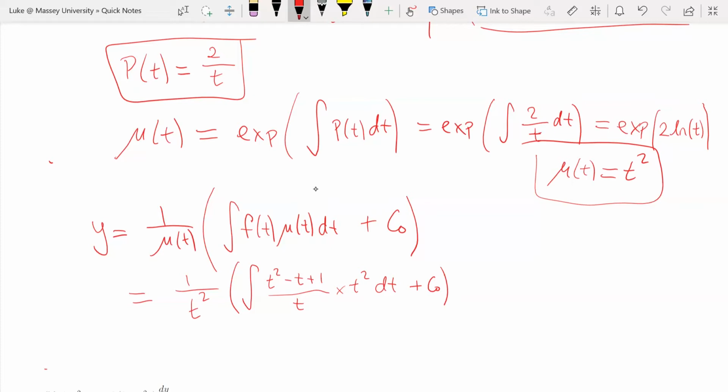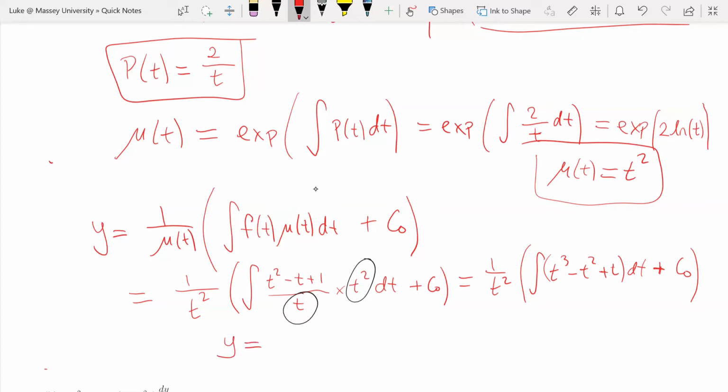Well, this t squared here and this t on the denominator, one of those t's is going to cancel out, and we end up with the integral of a third order polynomial. So this is equal to 1 over t squared times the integral of t cubed minus t squared plus t dt plus c naught. Okay, and if I do that integral, I get a fourth order polynomial, and then I'm dividing that fourth order polynomial by t squared out the front, and I'll leave you to do the algebra to get the final result, which is simply t squared over 4 minus t over 3 plus 1/2 plus the integration constant divided by t squared.